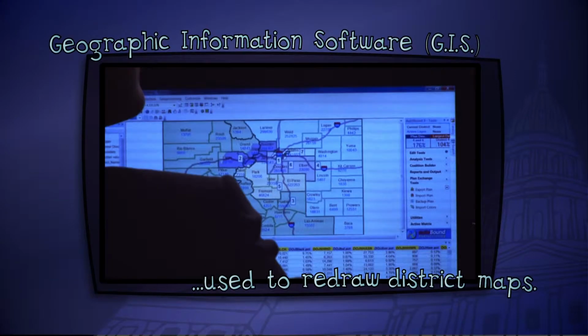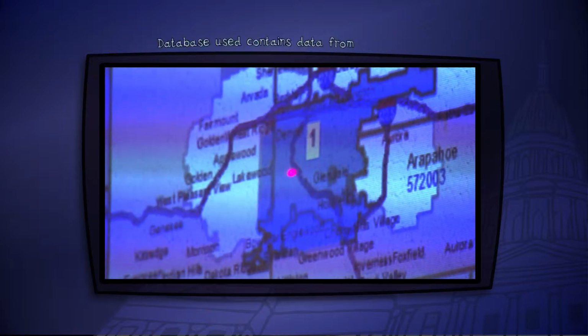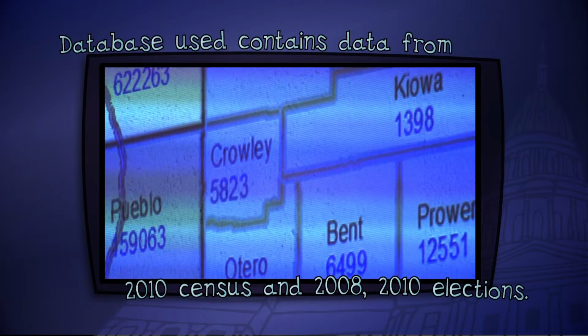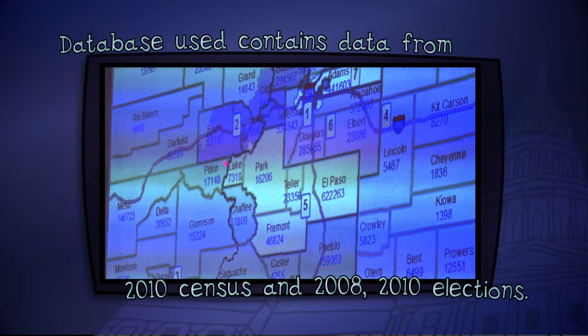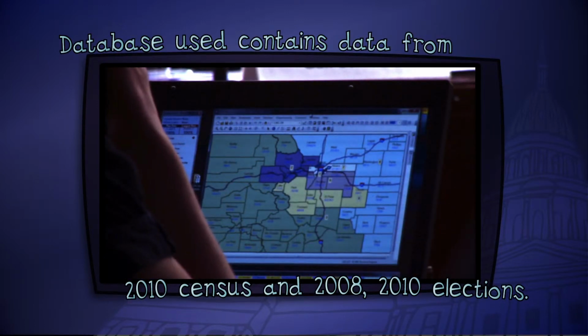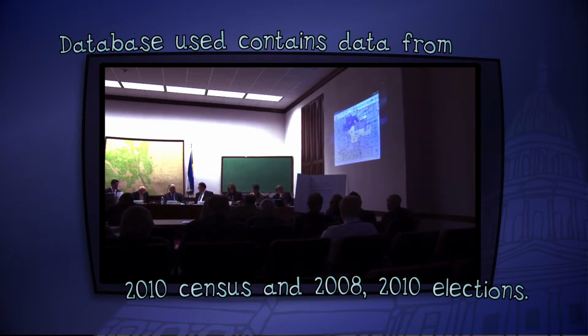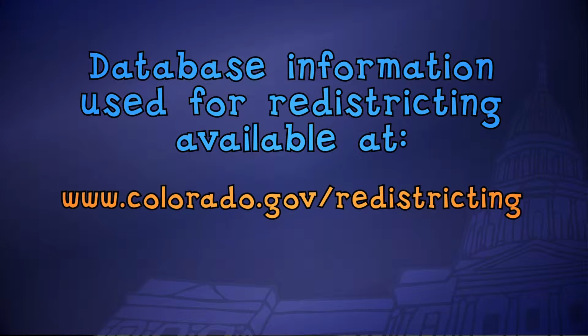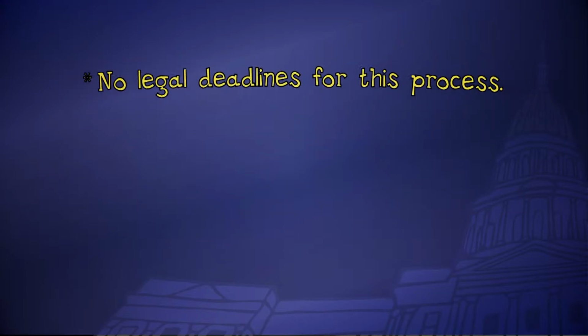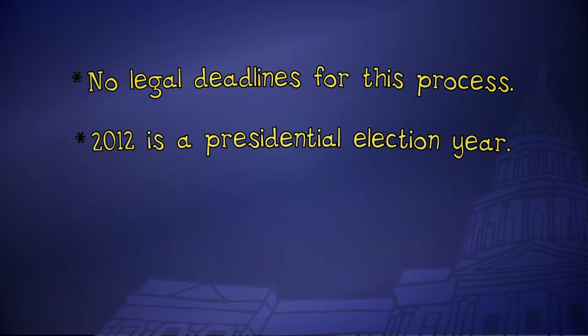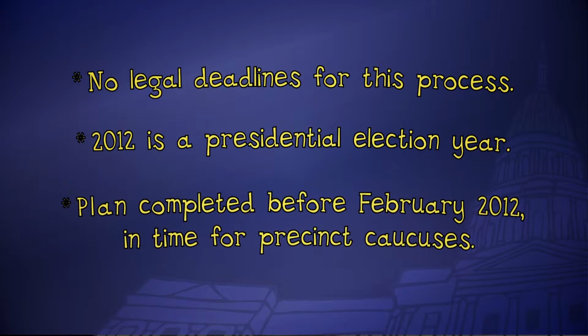Colorado will use geographic information software to draw each district. The database used will contain data provided by the U.S. Census Bureau and the Colorado Secretary of State. This data includes the population results of the 2010 census and the election results from the 2008 and 2010 elections. The information contained in this database is available from the Colorado Redistricting website located at www.colorado.gov/redistricting. There is no legal deadline for this process, but because 2012 is an election year, potential candidates, county clerks, and voters will want the plan completed before February 2012, in time for precinct caucuses.